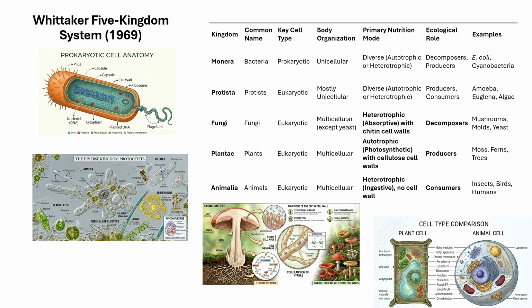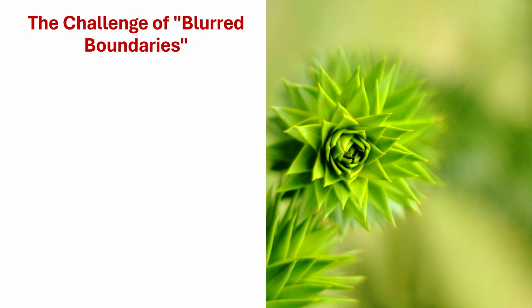And the animals, which are also multicellular but heterotrophs, lack cell walls entirely. They have no cell wall, allowing for much more complex movement and specialized tissue. By breaking life down into these five groups, we can see exactly where an organism fits based on its internal blueprint.